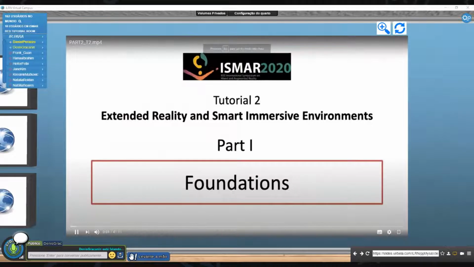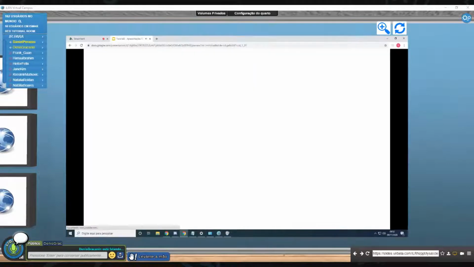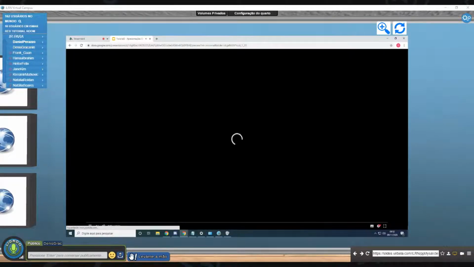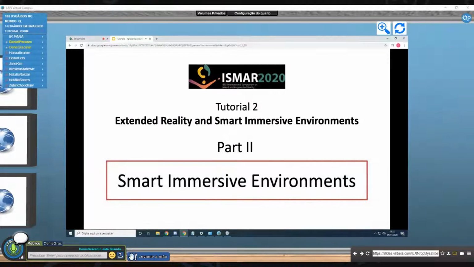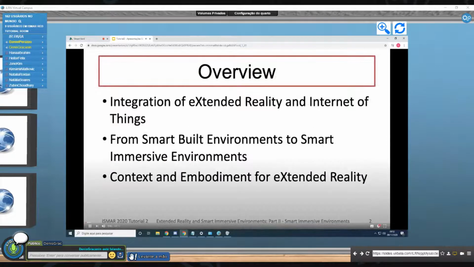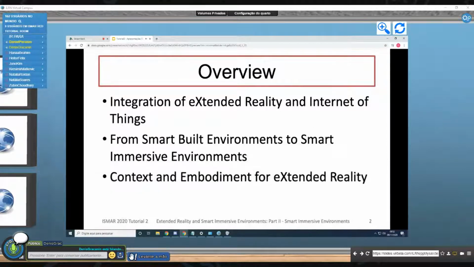In part two of the tutorial, we are going to discuss smart immersive environments, and we will go through three topics. First, the integration of extended reality and Internet of Things. Second, how do we go from smart environments to smart immersive environments? And then we will talk a little bit more about context and embodiment for extended reality through an example.